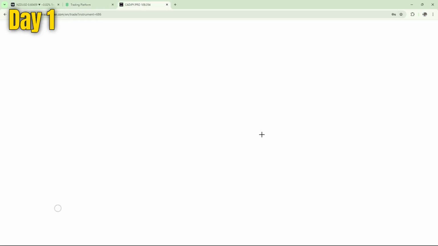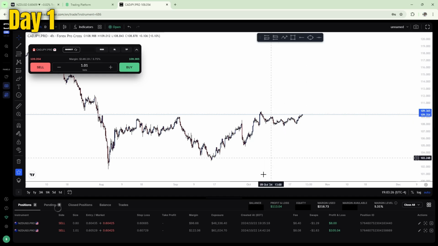On my live account, remember I took 2 entries. First one was a lot size of 1.01. Second one was a lot size of 0.80. Right now we're just up $113. Nothing crazy. Just trying to grow this account slow and steady.